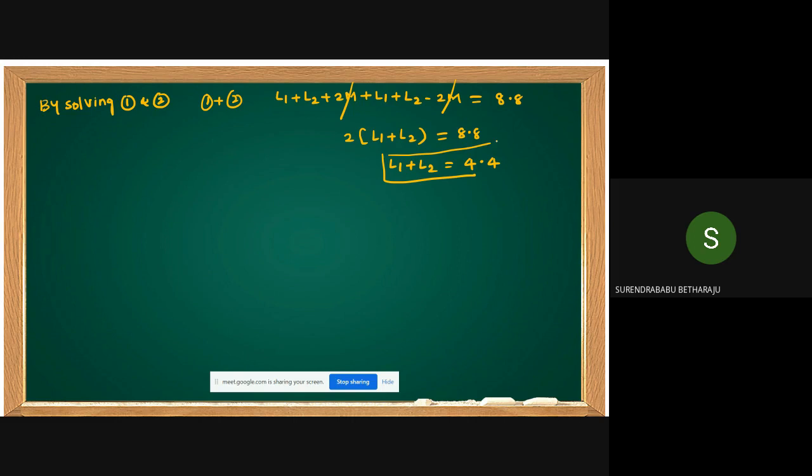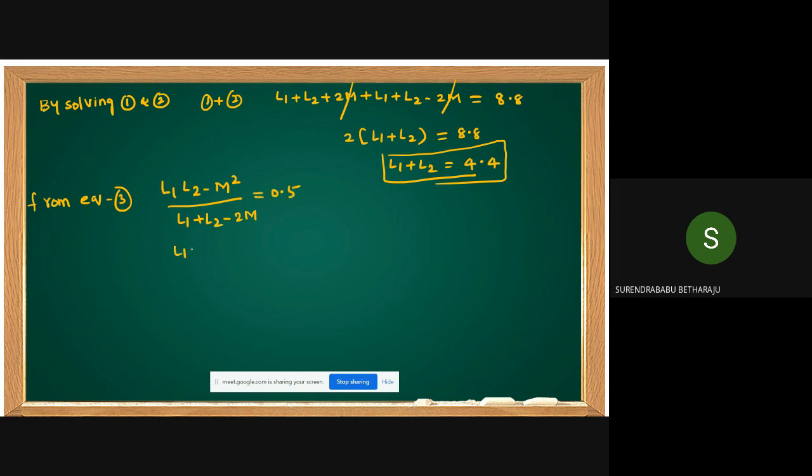L1 plus L2 equal to 4.4. Then what is from the third equation? From equation 3: L1 L2 minus m square by L1 plus L2 minus 2m is equal to 0.5.